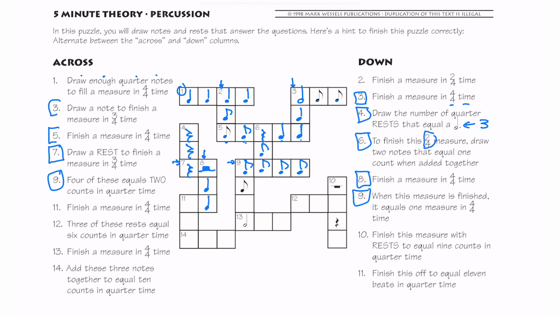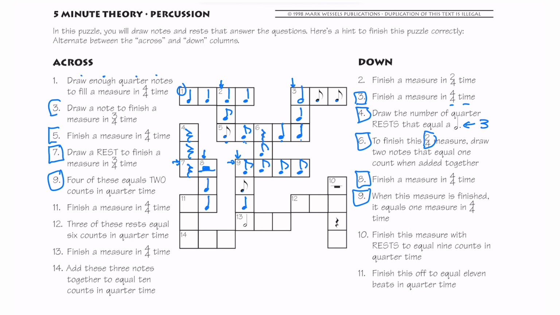All right, 9 down. When this measure is finished, it equals 1 measure in 4/4 time. So finish the measure in 4/4 time. So 9 down, 2 eighth notes equal 1 count, half note equals 2 counts. So that's 3, so I just need 1 note. All right.